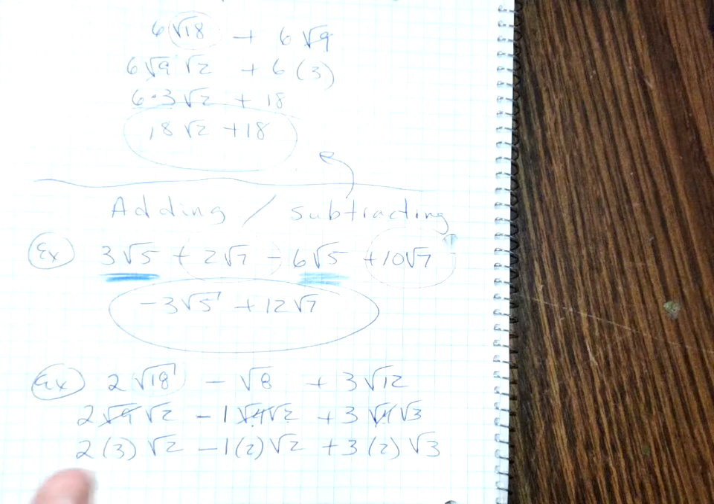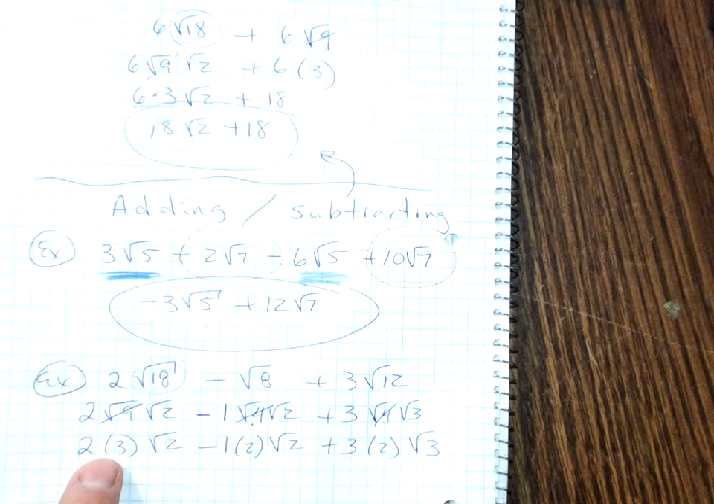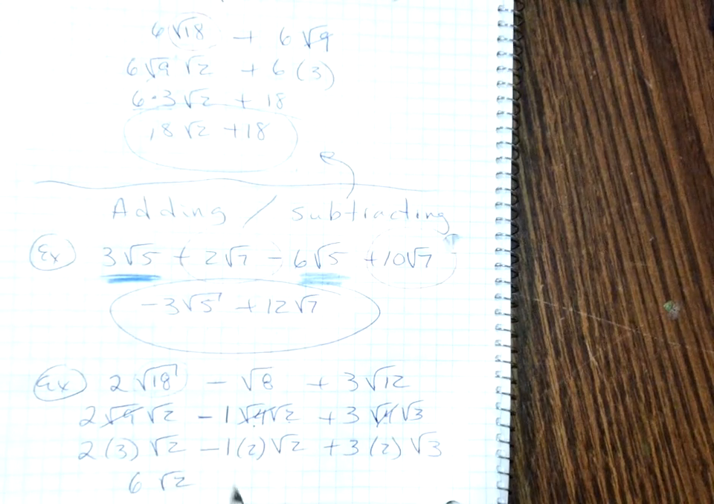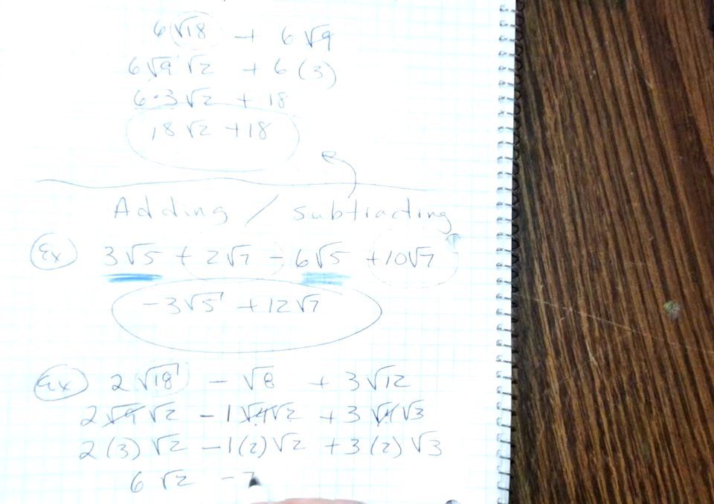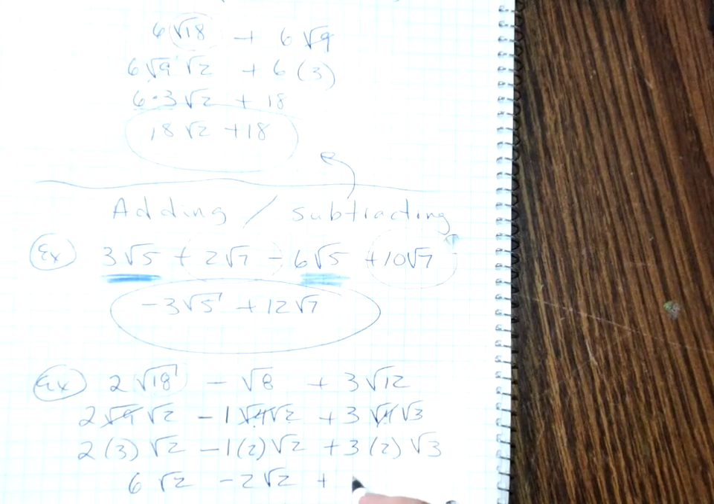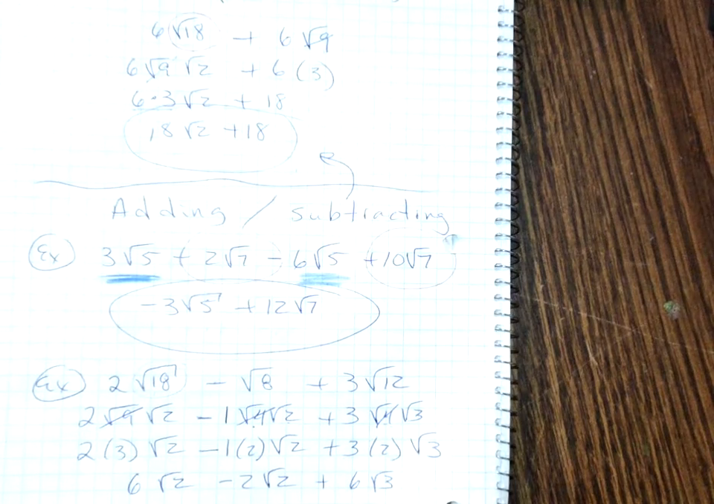Now, what do we got? 2 times 3 is 6. I'm going to do that. 2 times 3 is 6. Square root of 2. 1 times negative 2 is a negative 2. Square root of 2 plus 3 times 2. Multiply the whole numbers. 6 square root of 3. Okay, what do we got left?